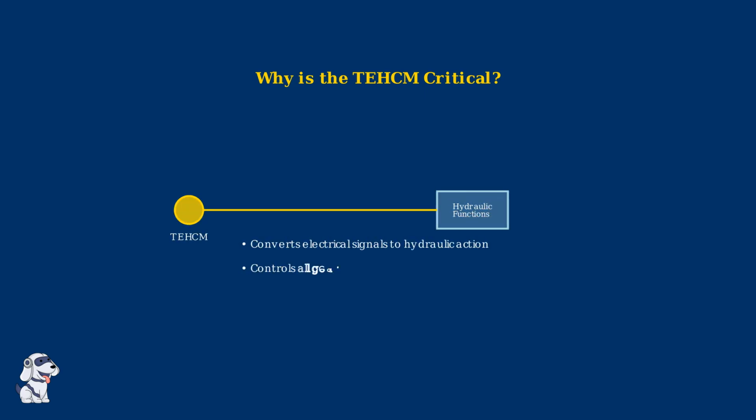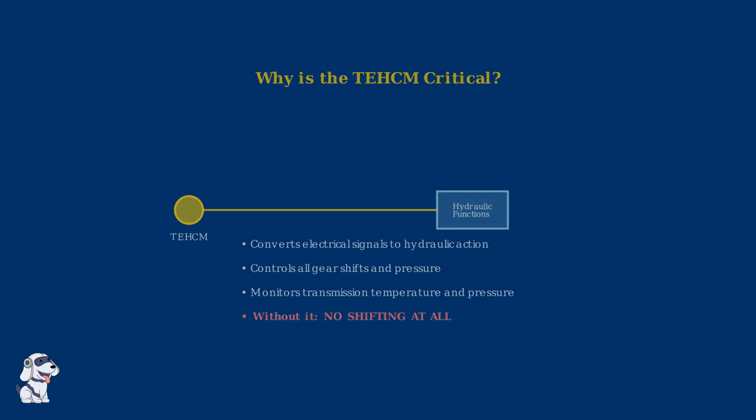Now let's understand why the TEHCM is so critically important to transmission operation. The TEHCM is critical because it converts electrical signals into hydraulic actions. It controls all gear shifts, manages hydraulic pressure, and monitors vital transmission parameters. Most importantly, without a functioning TEHCM, the transmission will not shift correctly, if at all. This makes it one of the most critical components in the entire transmission system.